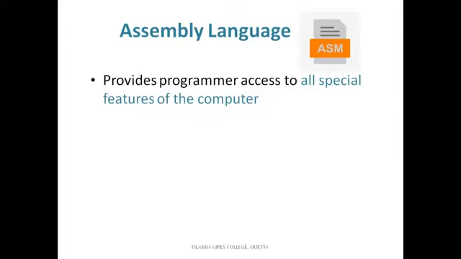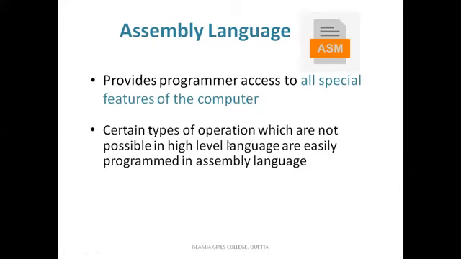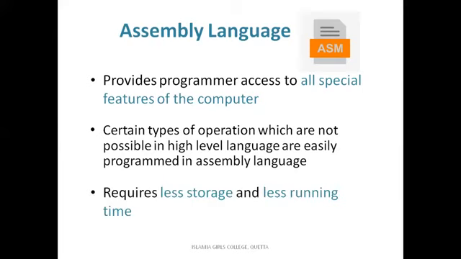Next point is that they provide the programmers access to all the special features of the computer, because when you are writing the code in high level language, then you cannot access all the features of the computer. But this is a characteristic of assembly language, that when you are writing the code in assembly language, you can access all the special features of the computer. Certain types of operation which are not possible in high level language are easily programmed in assembly language. And most of the times these operations are related with the hardware.